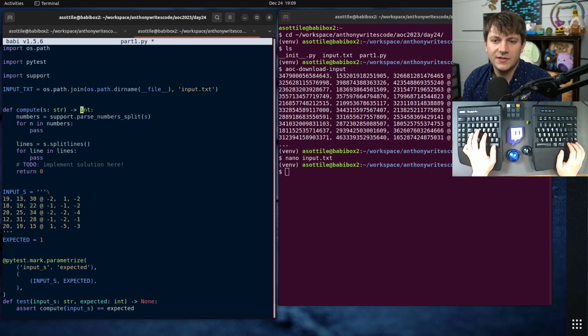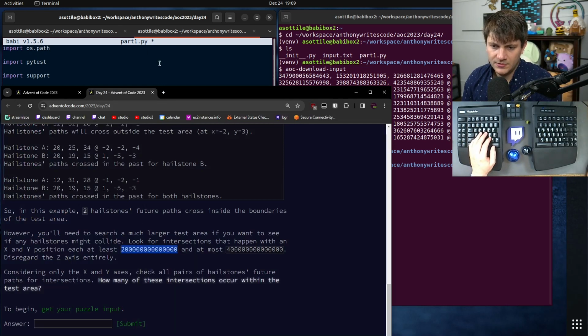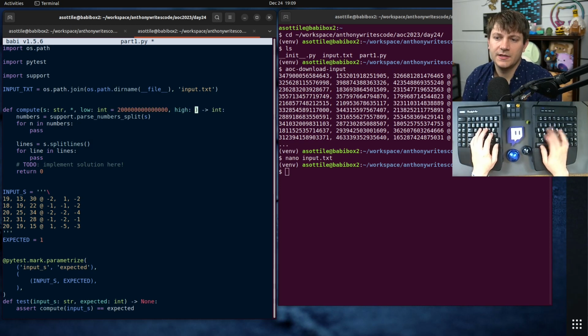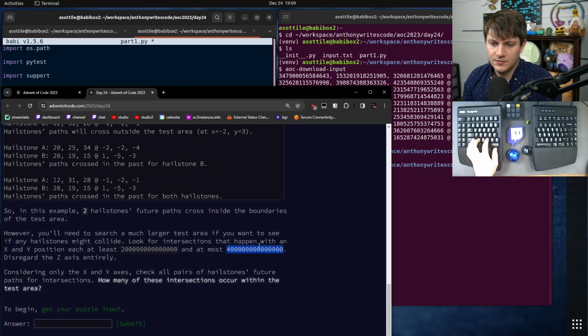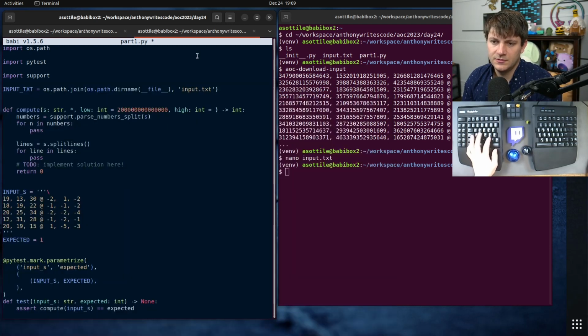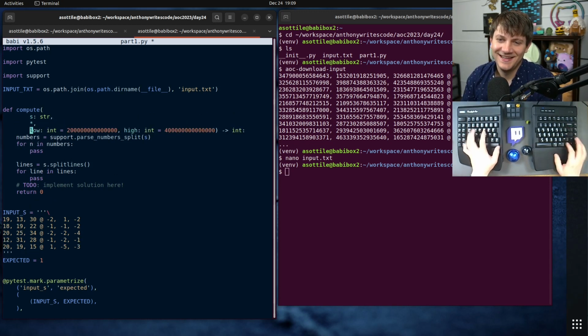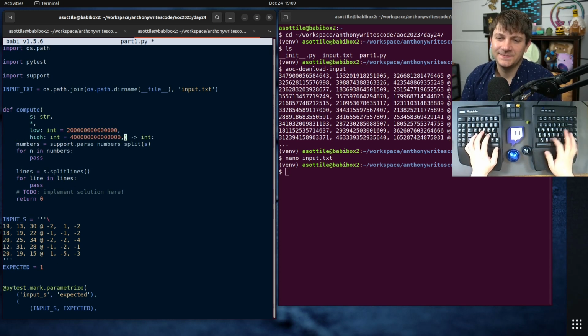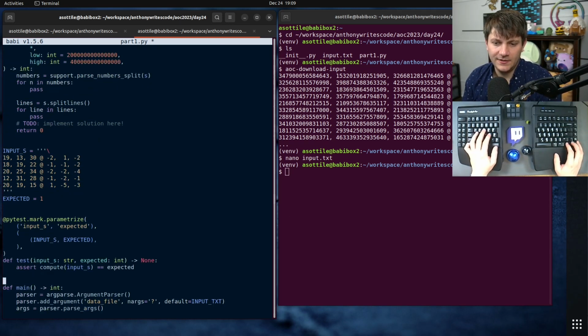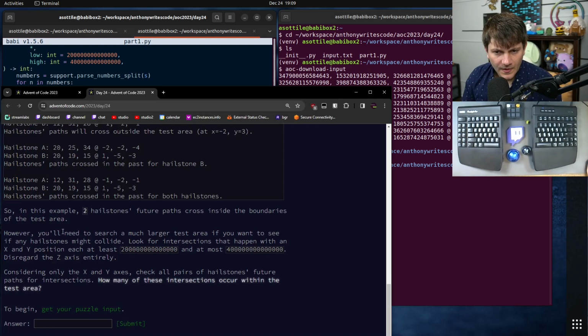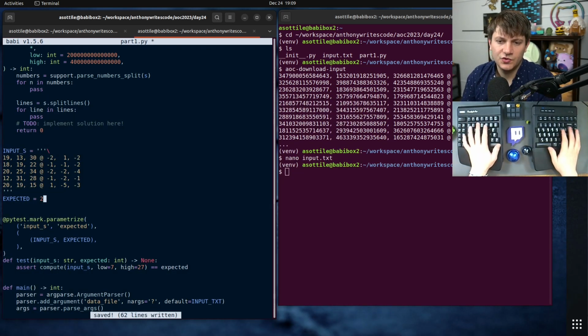So, we're gonna have input to here that's also low and high. So the low int equals some big number, and the high int equals this. Those are some big numbers. Are making me nervous already. And the low and high in the test one is 7 and 27. And the example expected is 2.